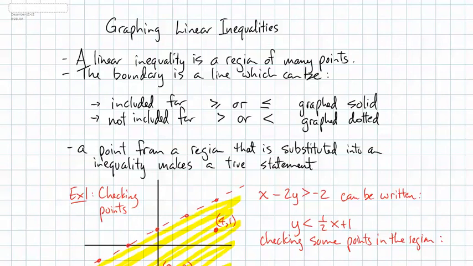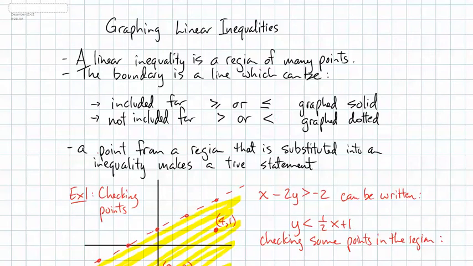In this lesson, we're going to learn how to graph linear inequalities. First of all, a linear inequality is a region. It's a whole space, sometimes referred to as a half-plane, composed of many points. The boundary is a line. Now, the line can be solid or dotted, depending on whether or not equality is part of the symbol that you have.